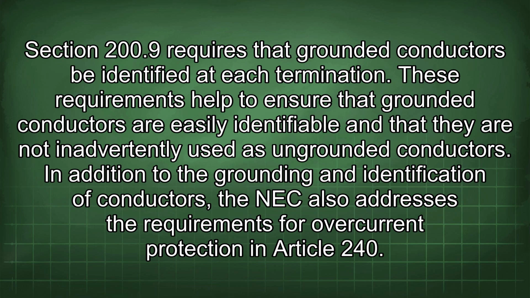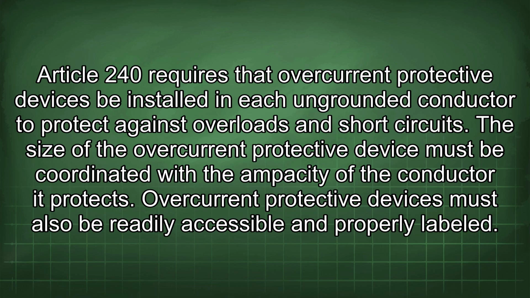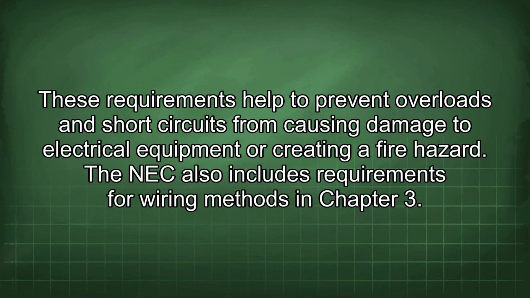conductors. In addition to the grounding and identification of conductors, the NEC also addresses the requirements for overcurrent protection in Article 240. Article 240 requires that overcurrent protective devices be installed in each ungrounded conductor to protect against overloads and short circuits. The size of the overcurrent protective device must be coordinated with the ampacity of the conductor it protects. Overcurrent protective devices must also be readily accessible and properly labeled. These requirements help to prevent overloads and short circuits from causing damage to electrical equipment or creating a fire hazard.